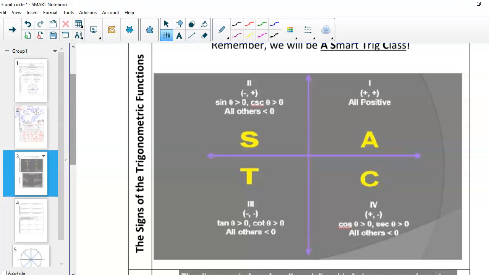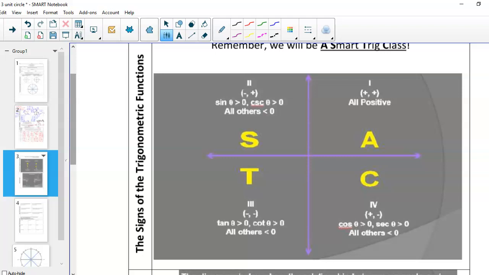S, your sine will be positive, and because sine has a reciprocal, your cosecant will also be positive there. But that means everything else will be negative. Cosine, secant, tangent, cotangent. T is for tangent, so tangent will be positive here, cotangent will be positive here, sine and its reciprocal, cosine and its reciprocal will be negative. And then C for cosine, so cosine and secant will be positive in the fourth, everything else will be negative.